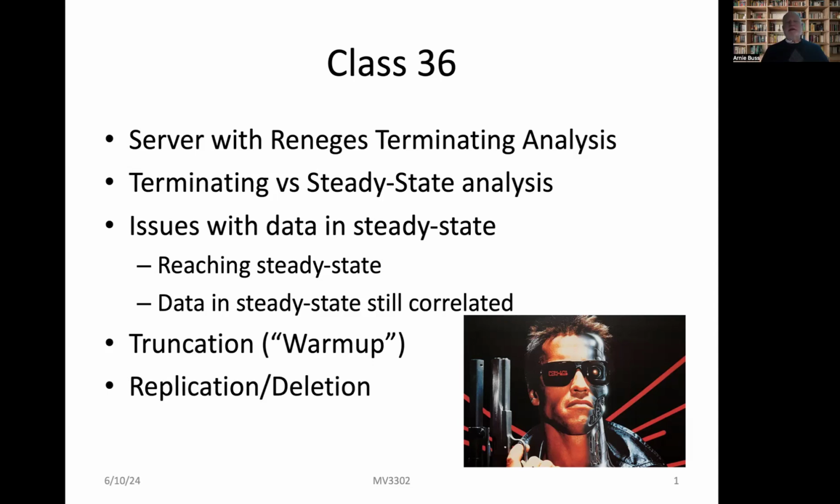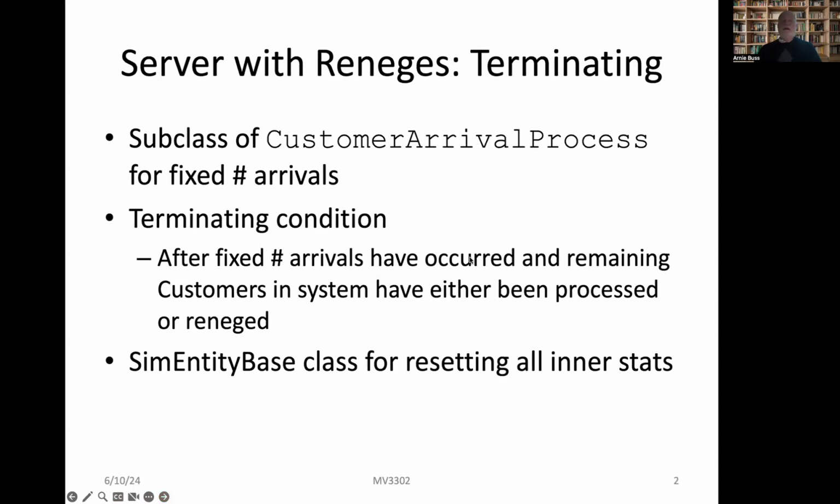Okay, so before going on to steady state analysis, we've been talking about terminating analysis, and I've given you one example, and I want to give another example, and in the process also show a few little tweaks on what that is. And then I'll start talking about steady state. So last time I did a terminating analysis of the entity server, basically our multiple server queue, and now I want to do the same with our server with reneges, because there are so many more measures that were involved there.